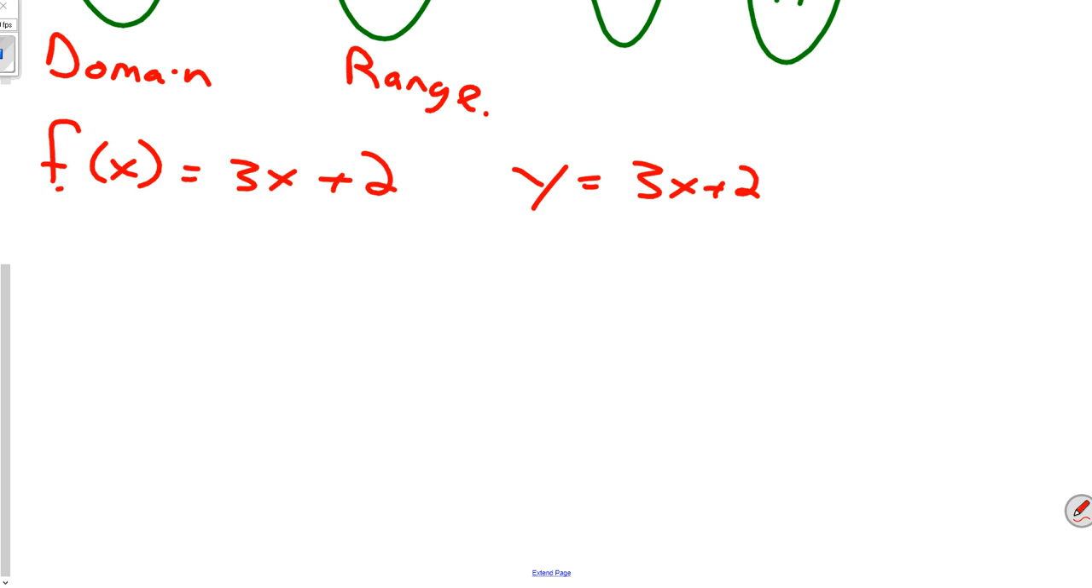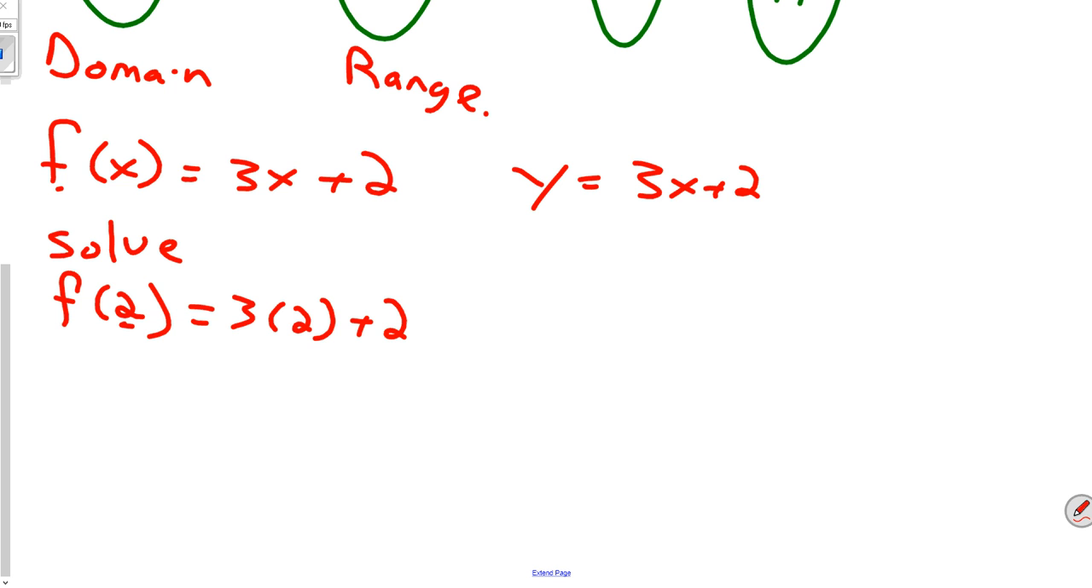So like if you wanted to say solve for f of x is 2, so what you do now is, okay, my x value is 2, so you put 2 in for x, like so, and then solve it. Well, 3 times 2, right.